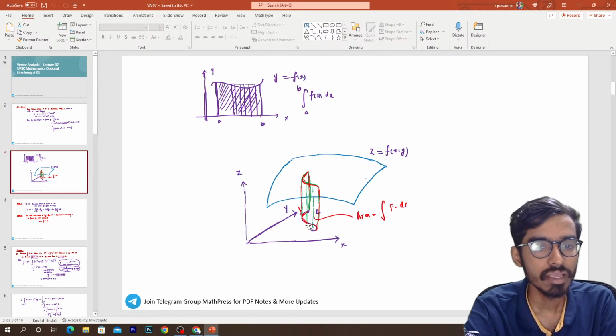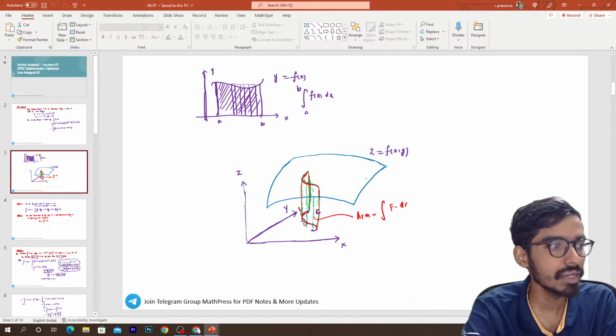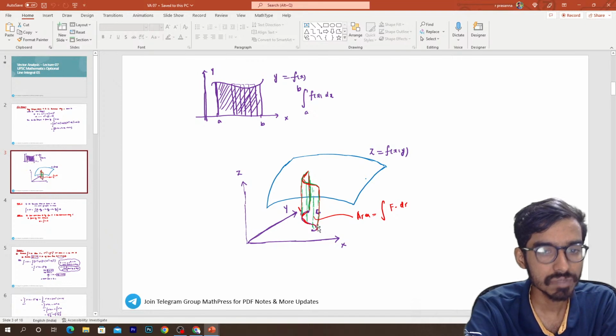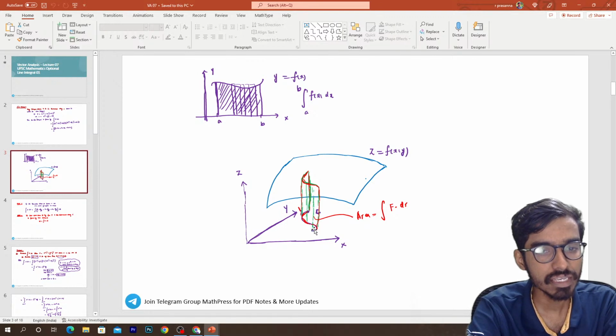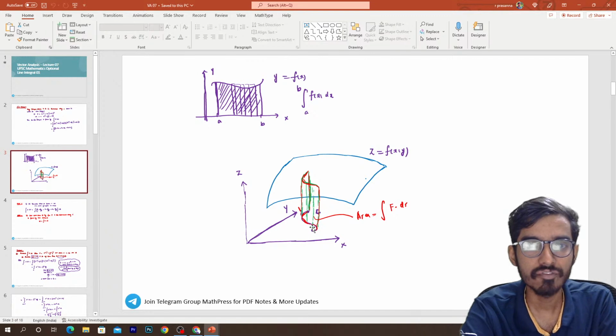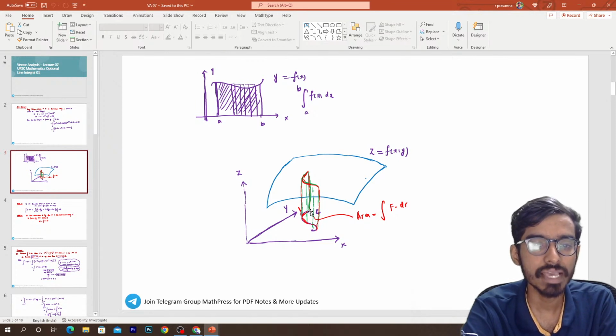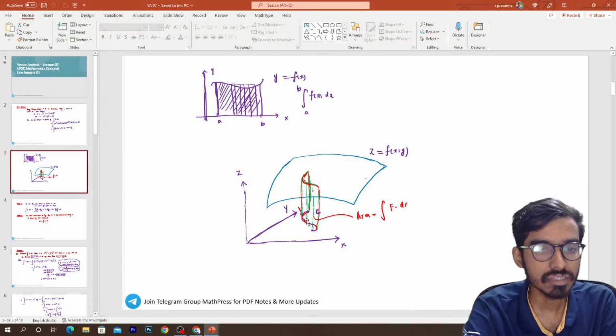For example, if this is the curve C, we are evaluating this integral over this curve C. Now, instead of this curve C, we are going to evaluate over a surface S. So this curve C now is going to be a surface. A surface can be a sphere, or a plane, or a cylinder, it can be anything.